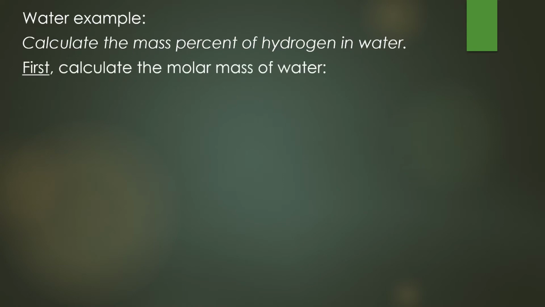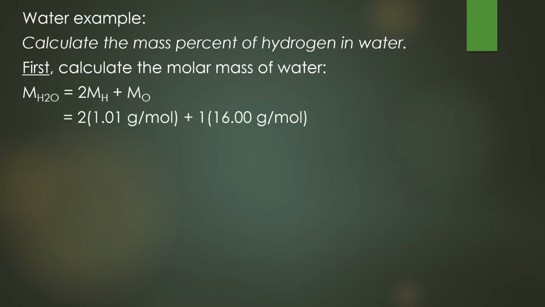First, we calculate the molar mass of water, and this is what you learned in lesson 5.2, how to calculate the molar mass of water. And if you remember, the molar mass of water would be equal to 2 times the molar mass of hydrogen, because there are 2 hydrogen atoms in the water, plus 1 molar mass of oxygen, because there's only 1 oxygen atom in water. So if you go ahead and calculate that, you can either pause it or you can watch.